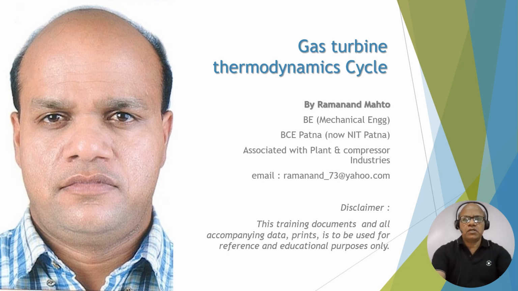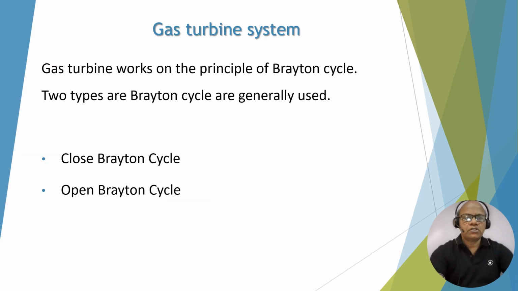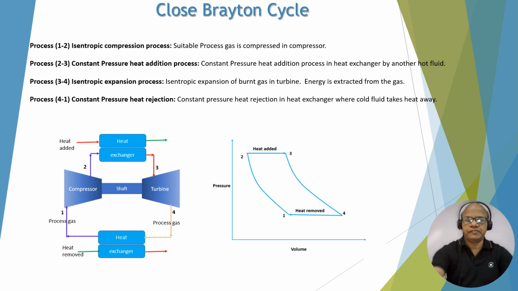Good evening to all. Let's discuss the gas turbine thermodynamic cycle. In a gas turbine, two types of thermodynamic cycle are used, and these cycles are called the Brayton cycle. The Brayton cycle can be open type or closed type. So let's discuss each type of cycle separately.